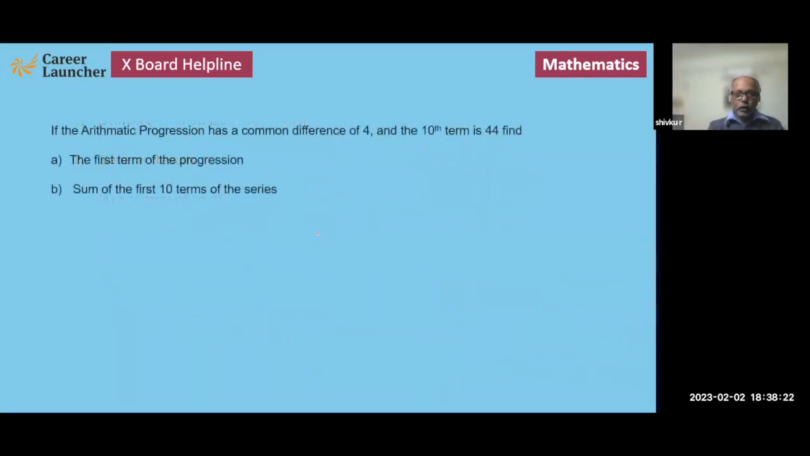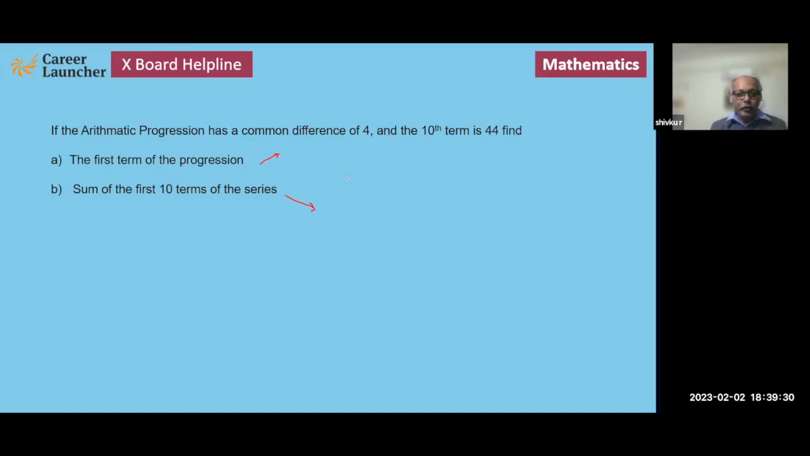Okay. So now let's look at questions. If the arithmetic progression has a common difference of 4 and the 10th term is 44, find the first term of the progression and also the sum of the first 10 terms of the series. Let's look at this. It says that if the arithmetic progression has a common difference of 4 and the 10th term is 44, you have to find out the first term of the progression.